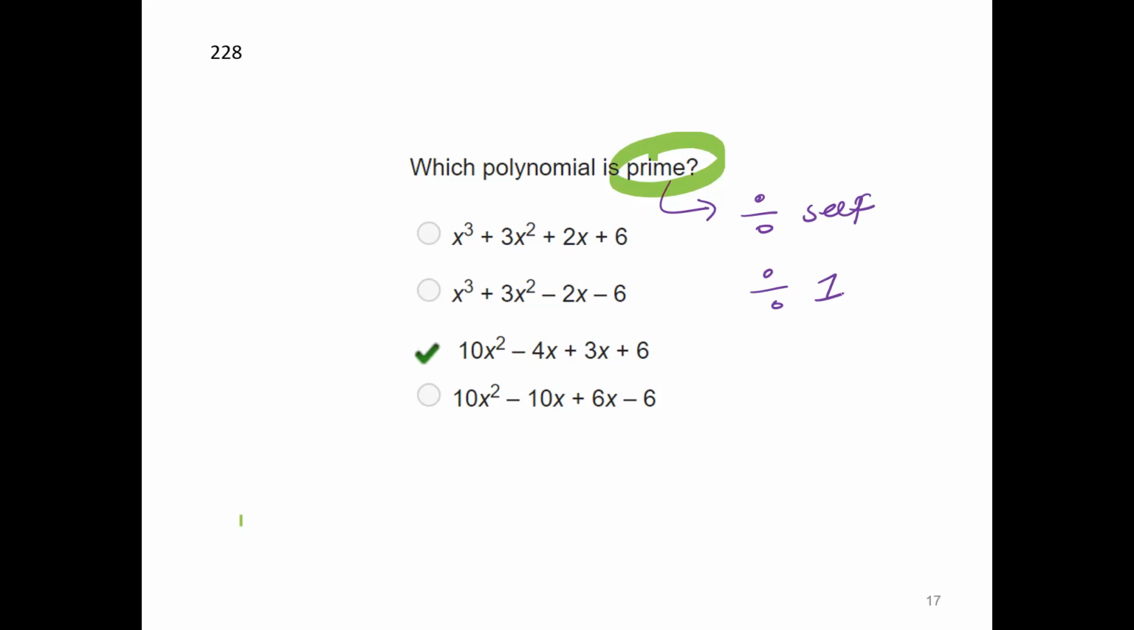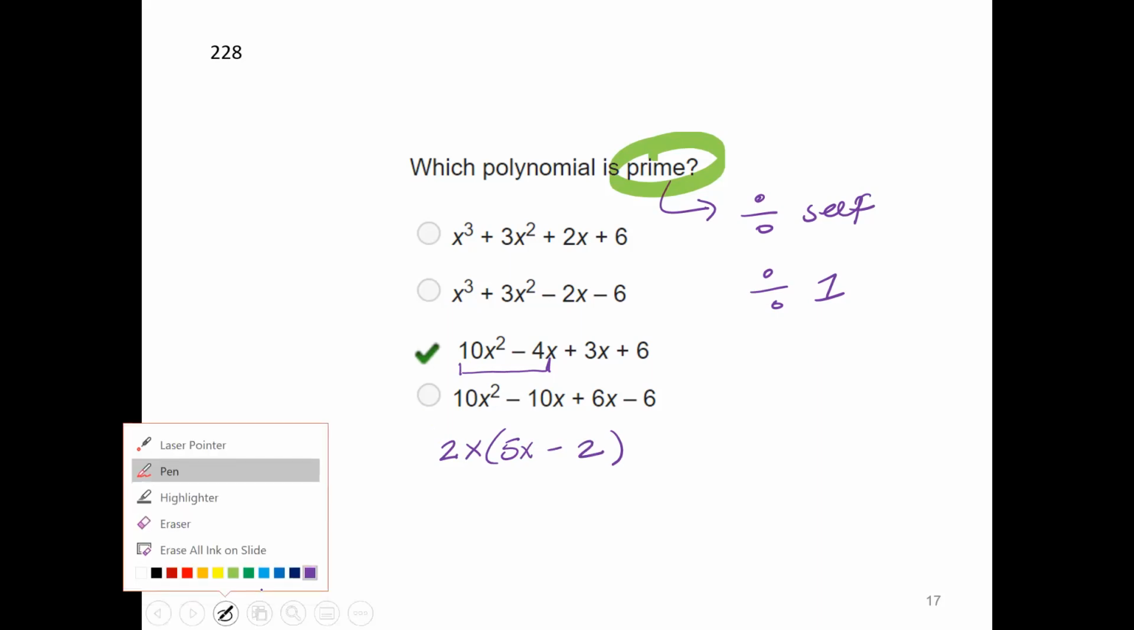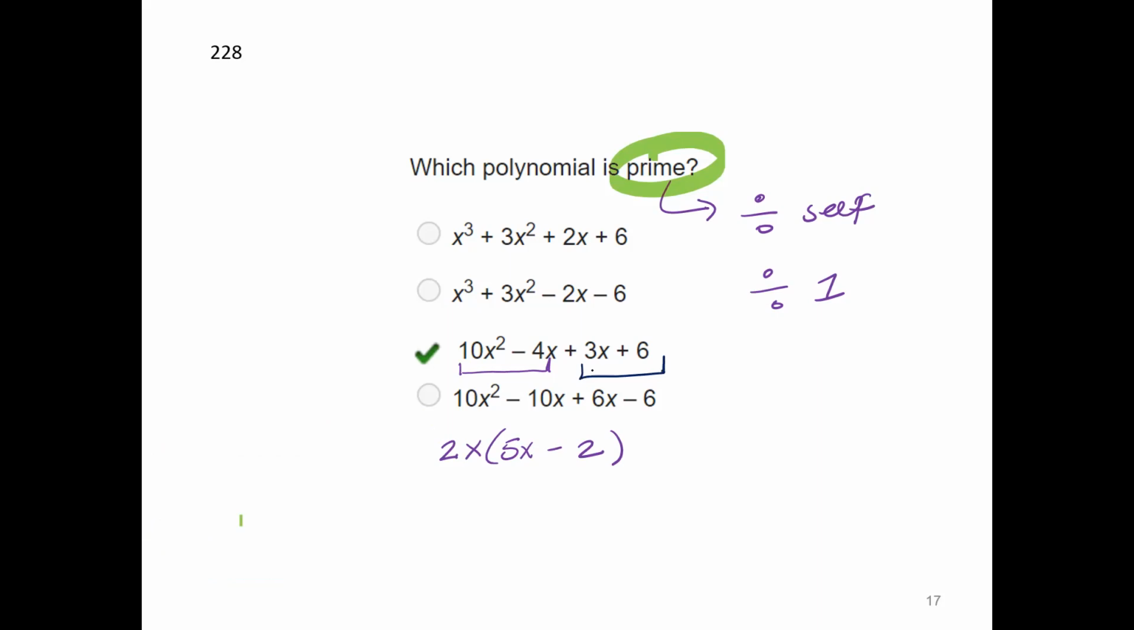So if you take a look at this part right here, you can actually do this by grouping. I'm going to group that first part right there. With the first part, I could take out a 2x. If I take out that 2x, I will have a 5x minus 2. And then if I take a look at the second part right here, what can I take out? I could take out a 3, and I'll have an x plus 2.